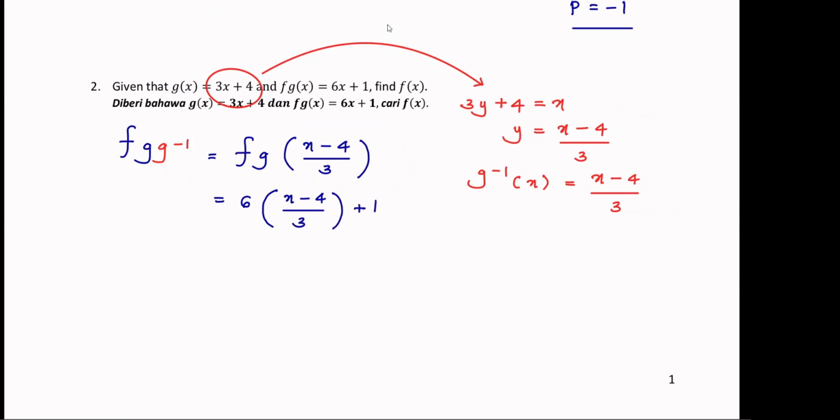Okay, nampak? So kamu boleh cancel dia. This one cancel. So you're going to get f(x) is 2x minus 7. This answer. Done.